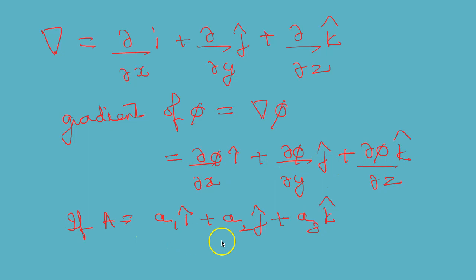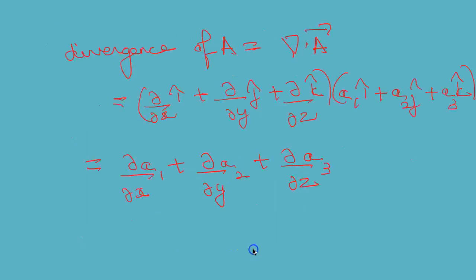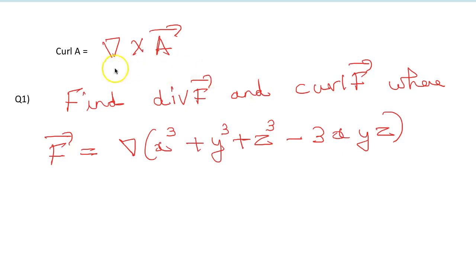Supposing A is a1 i plus a2 j plus a3 k, divergence of A is del dot A. That is partial derivative with respect to x of i plus partial derivative with respect to y of j plus partial derivative with respect to z of k, dot product with a1 i plus a2 j plus a3 k. That is partial derivative with respect to x of a1 plus partial derivative with respect to y of a2 plus partial derivative with respect to z of a3, taking the dot product. And curl of A is cross product of del with A.